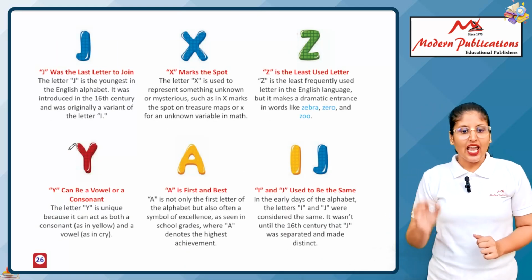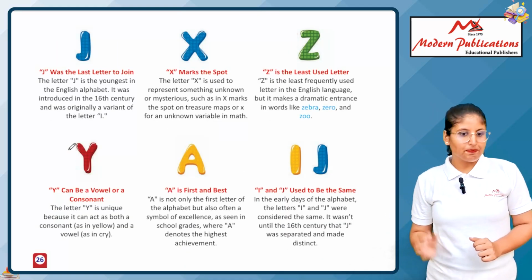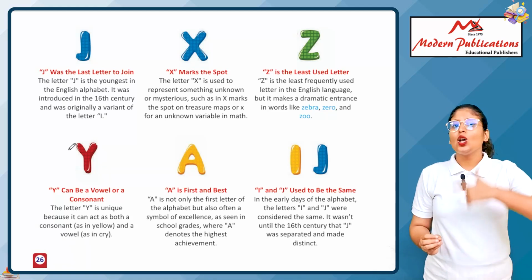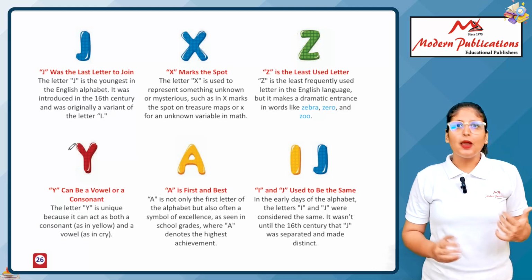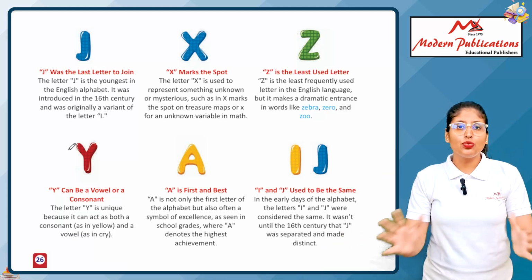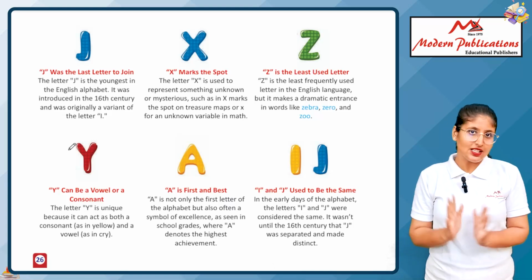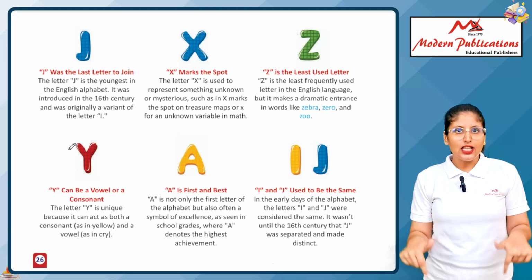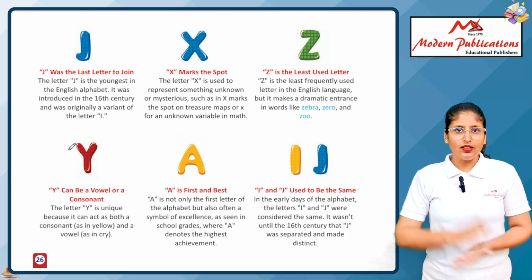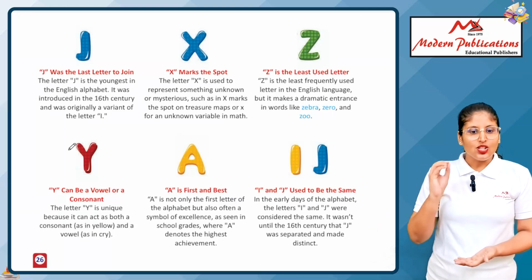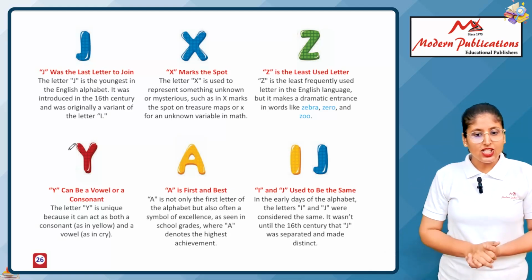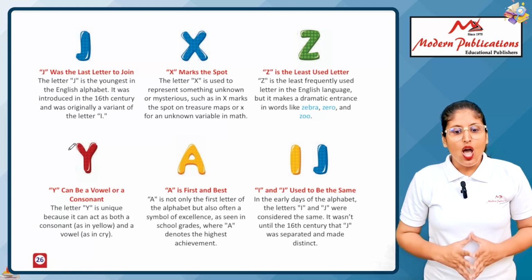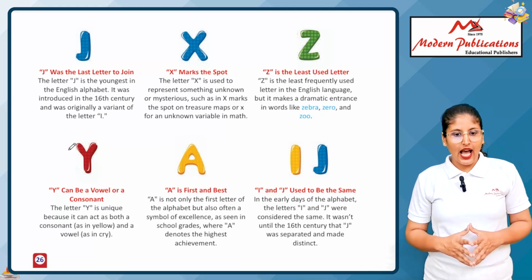Next is J. J was the last letter to join. The letter J is the youngest in the English alphabet. If someone asks which letter is the youngest, maybe no one knows. Only the students who study this chapter with me will be able to give the answer. If someone asks which letter in the English alphabet is the youngest one, we say J. It was introduced in the 16th century and was originally a variant of the letter I.